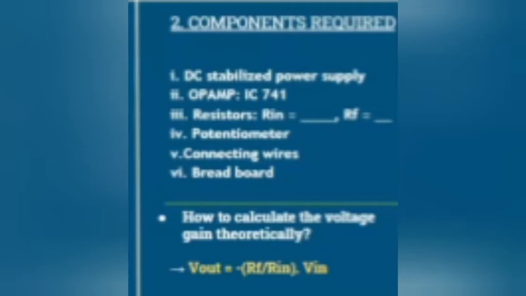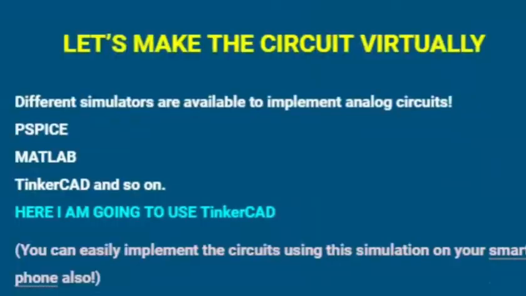Let's start the experiment, and before that you need to know what the working formula is, that is, how you can calculate the voltage gain. Theoretically you already know V out is equal to minus RF by R in multiplied by V in. That is your equation. So now let's make the circuit virtually.